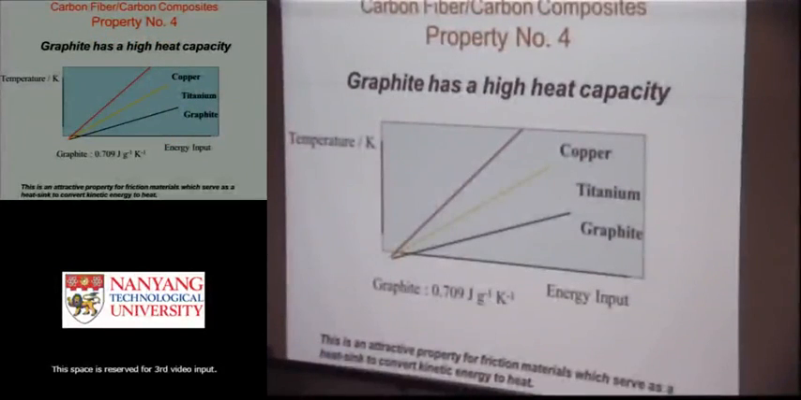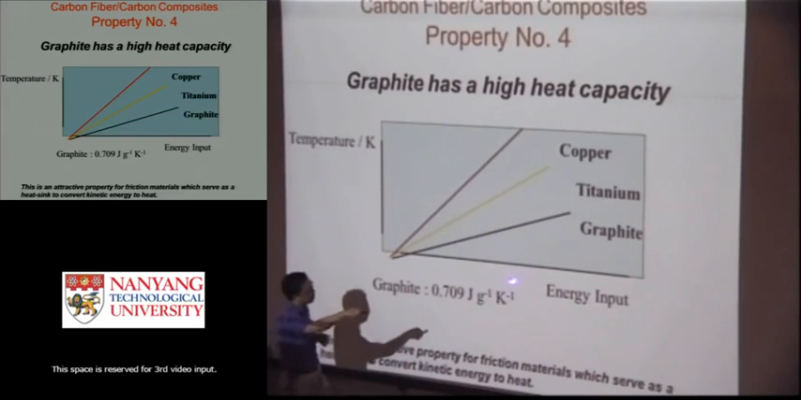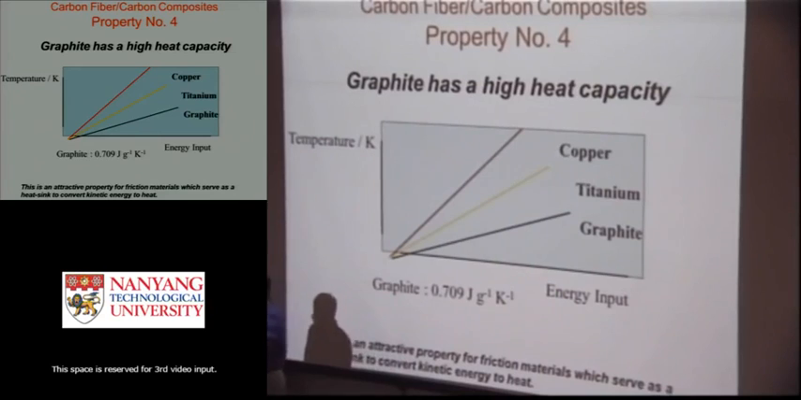Besides that, the heat capacity, okay, this one is very, very important, okay? So you look at here, these are graphite, this is titanium, this is copper, and this is temperature, right? At the same temperature, what will happen? For graphite, the heat energy input, for example at this temperature, you can look at here, is much higher. So that means this material can take more energy compared to copper and titanium. So this material can be used as a heat sink, okay? So it's easy to remove the heat.